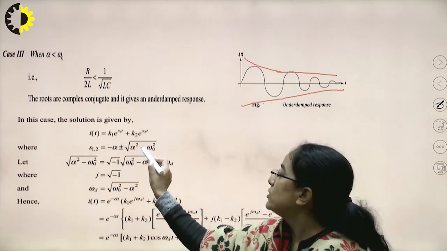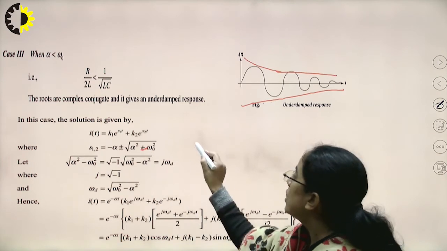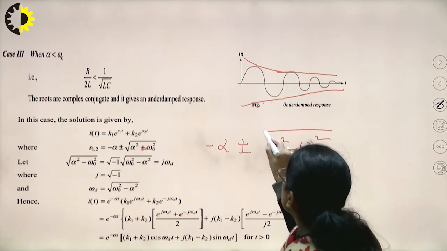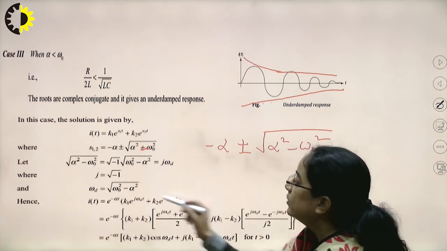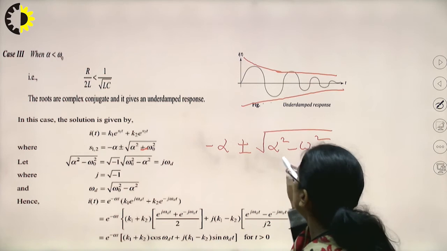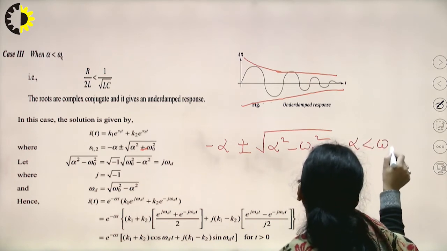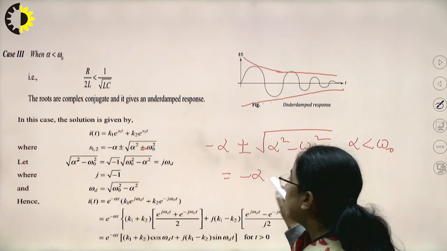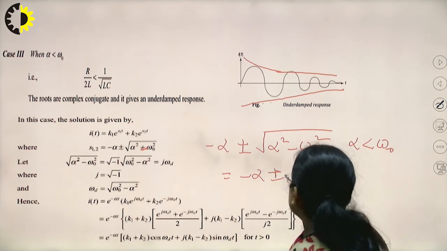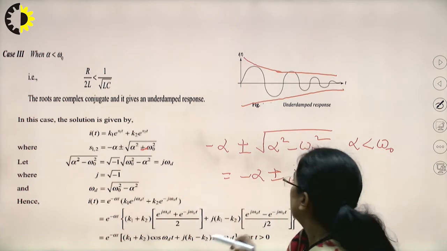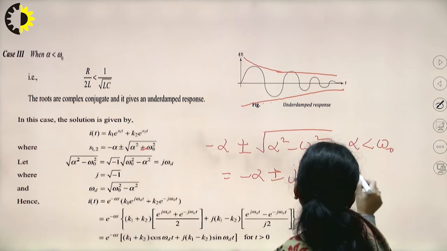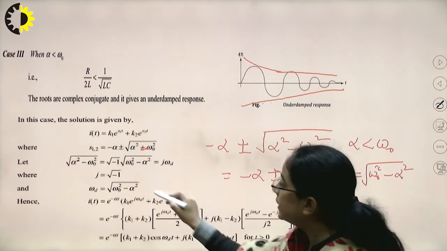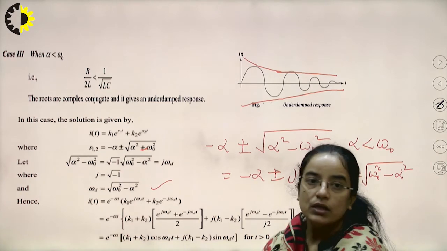So here alpha square minus omega naught square will be there. S1 and S2 are minus alpha plus or minus the square root of alpha square minus omega naught square. Let us assume that since the value of alpha is less than omega naught, this will be a complex number. So minus alpha plus or minus j omega d, where omega d is the square root of omega naught square minus alpha square.